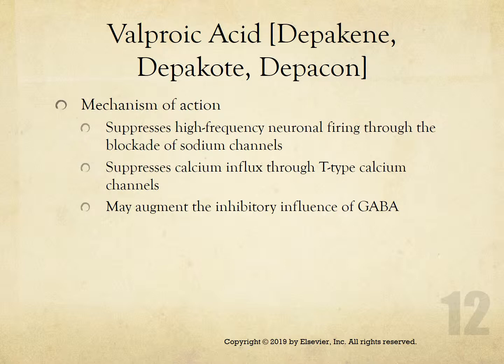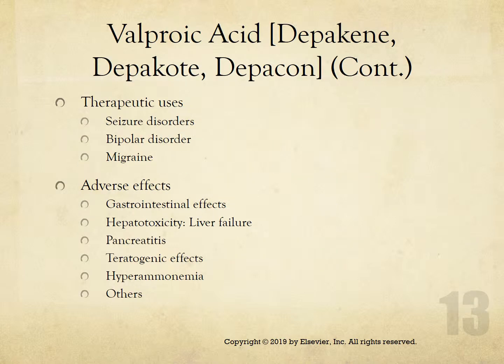Next, we'll talk about valproic acid or Depakote. It suppresses high-frequency neuronal firing through the blockade of the sodium channels, suppresses calcium influx, and augments the inhibitory influence of GABA. It's used for seizure disorders, bipolar disorder, and migraines. Migraines, remember, it's used for prevention. For bipolar, it's used for mood stabilization.